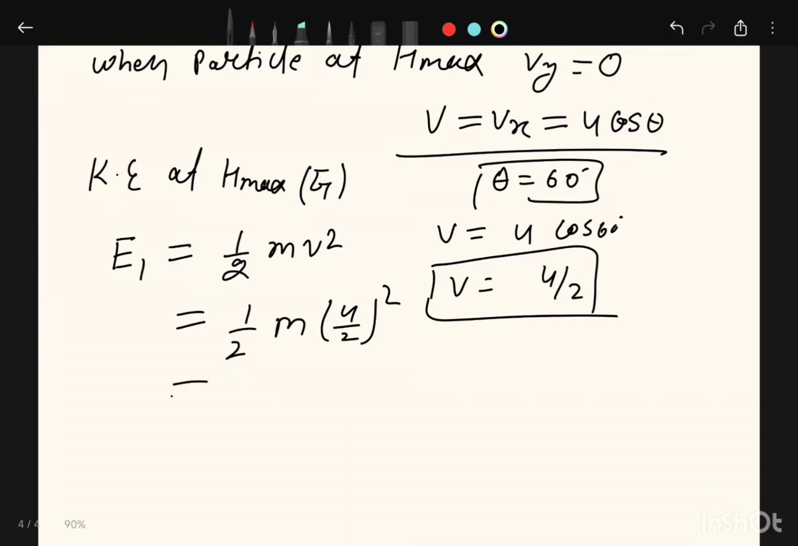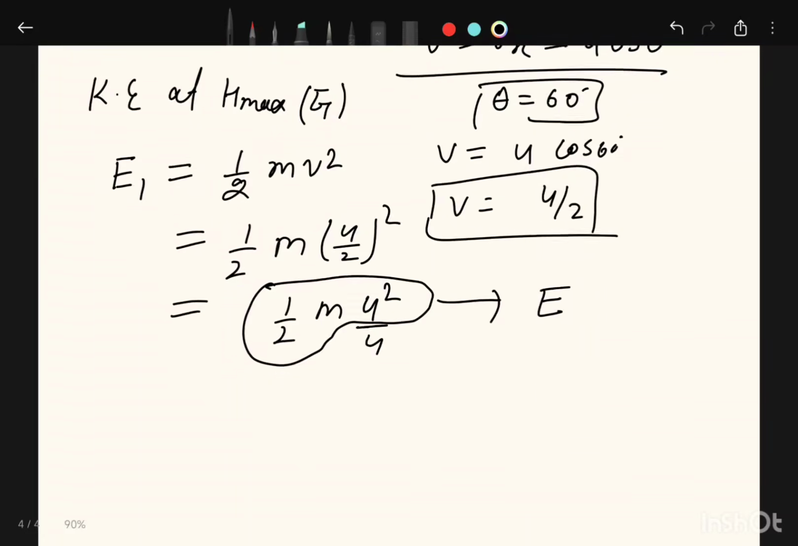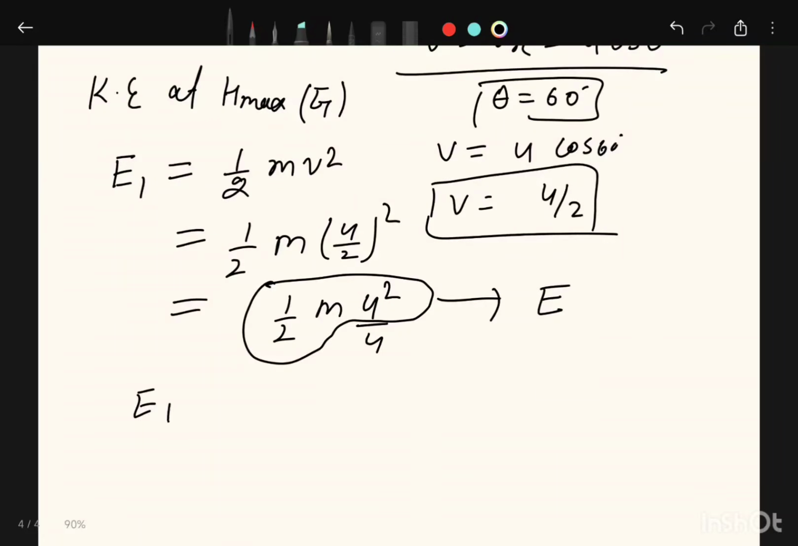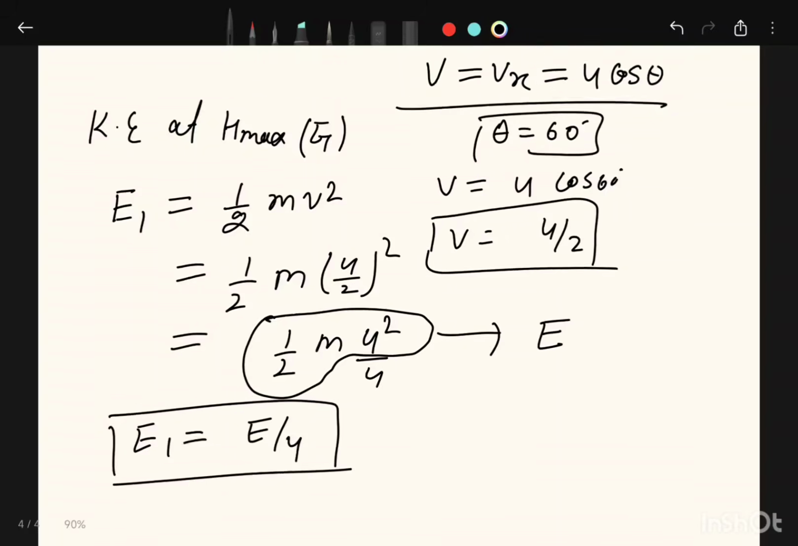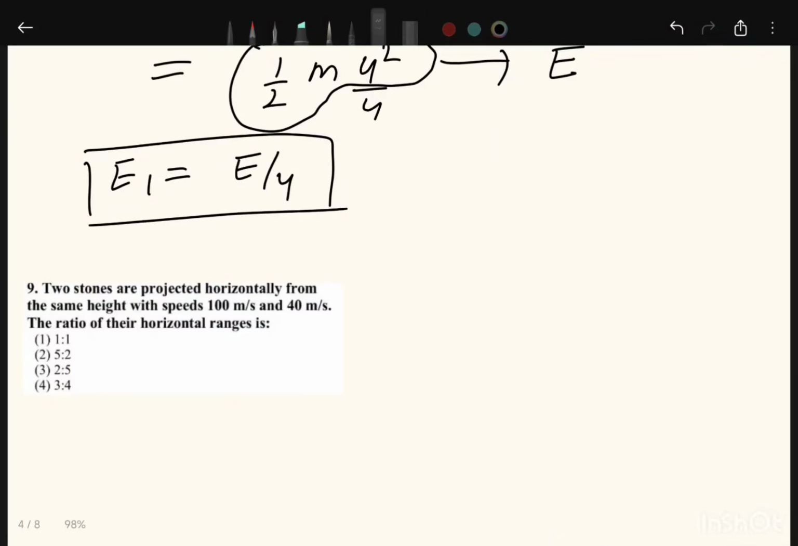by 2 square, and you will have 1 by 2 m u square by 4. And you can see this is your initial kinetic energy E. So your E1 will be E by 4. So your kinetic energy at maximum point will be 1/4 of your initial kinetic energy. And which option is correct? Option A.